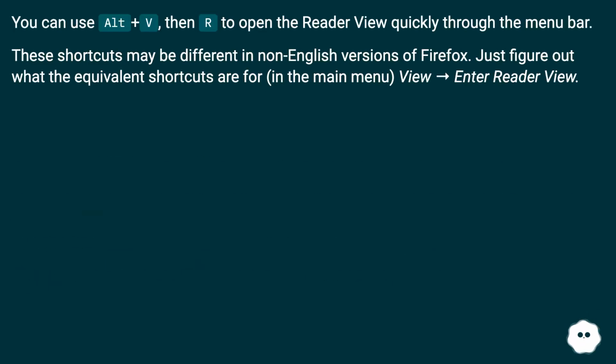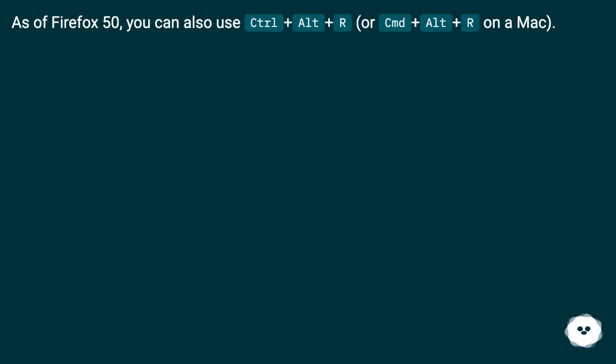You can use Alt+V, then A to open the reader view quickly through the menu bar. These shortcuts may be different in non-English versions of Firefox. Just figure out what the equivalent shortcuts are for entering reader view in the main menu. As of Firefox 50, you can also use Ctrl+Alt+R, or Cmd+Alt+R on a Mac.